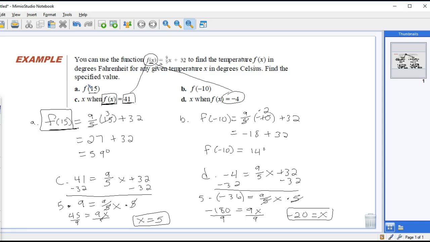So sometimes if you see the number in for the x, you plug it in for the x. If you see f of x equals something, you take that thing and plug it in for the f of x, just like we did with substitution.